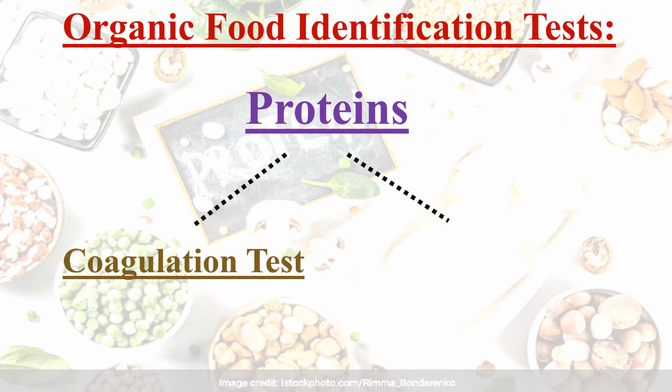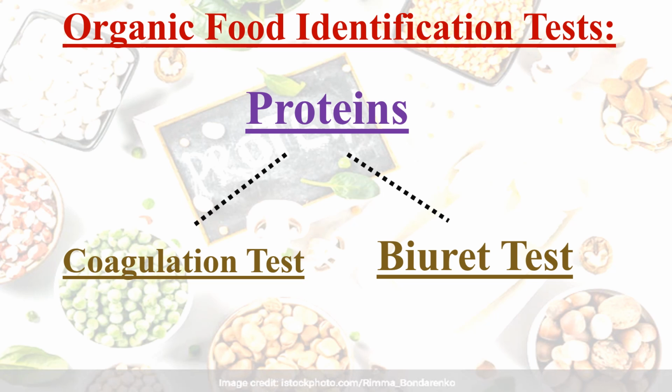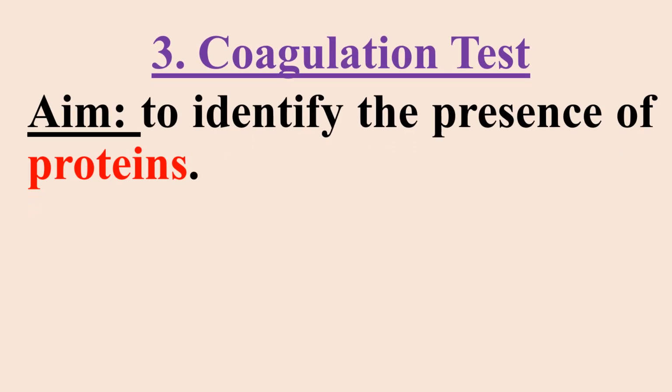We have something called the coagulation test. Coagulation means solidifying. Okay, and we have the biuret test. We'll start with the coagulation test. The aim of this test is to identify the presence of proteins. I know that proteins are broken down into polypeptides. We have discussed this in the previous session. And the polypeptides are broken down into nutrients which are the amino acids. This test is specific to proteins, to complex proteins only.